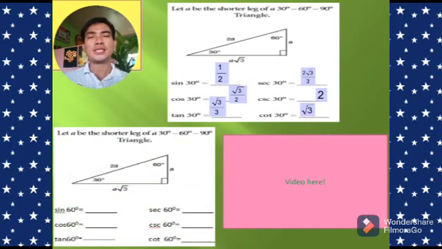How about sine 60? Okay, from this illustration, we have here the 30, 60, 90 degrees triangle. Let's find out this special angle, 60 degrees. Let's watch the video.